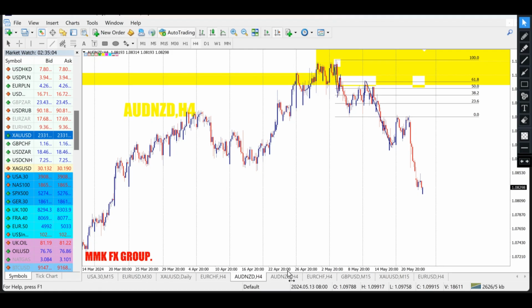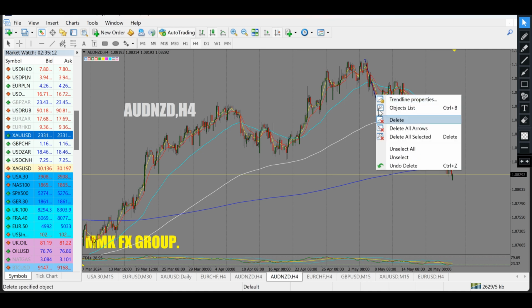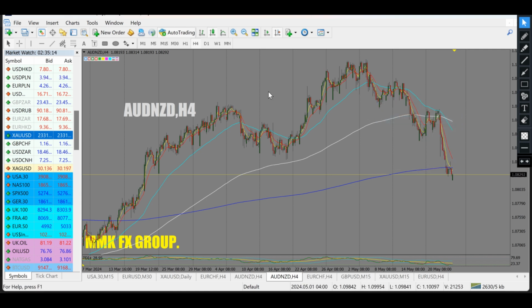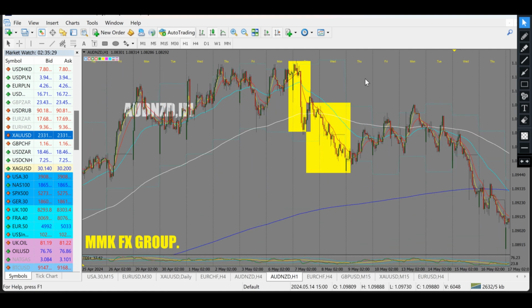Just by understanding this and looking for such setups, it makes it very easy for you to count your levels. So for this week, as we can see, we can identify push 1. We can also identify this push. But if you go to the H1, you can even count your levels much better.